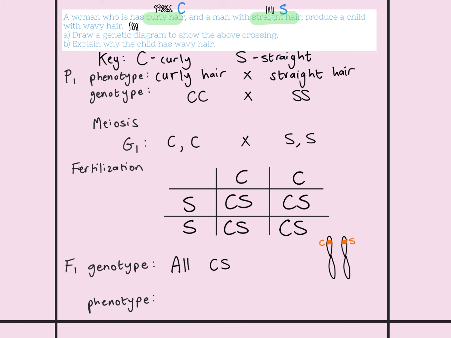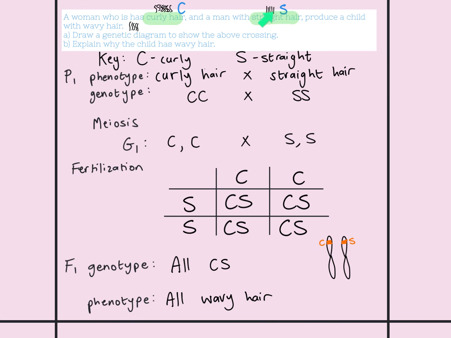Now, this is where it is key that you know that it is incomplete dominance, because what CS looks like in incomplete dominance, a combination of alleles, is going to be all of the children having the third intermediate phenotype, which is wavy hair. So it's just about translating the genotype you're given into a third intermediate phenotype, which will always be given to you in the question. They will say what the third intermediate phenotype is. You just need to identify that as being incomplete dominance. So we have answered our first question about using a genetic cross to show the above crossing.